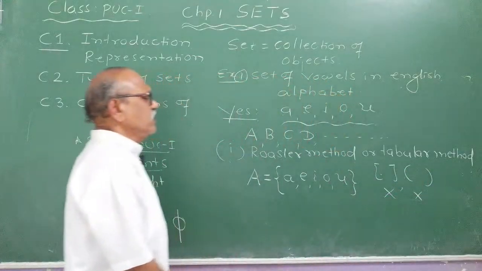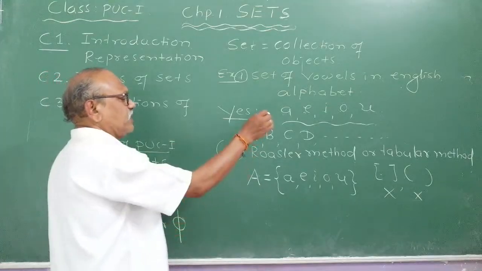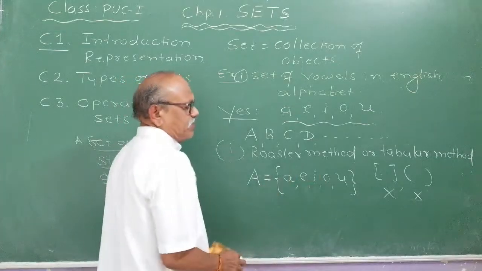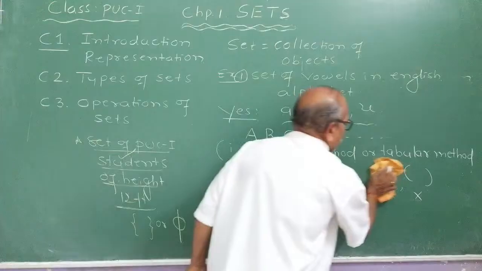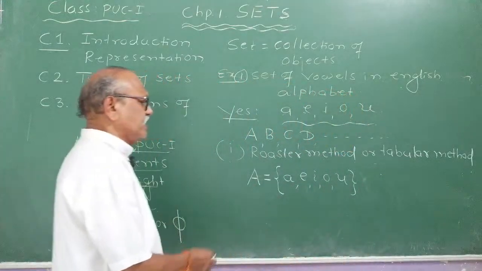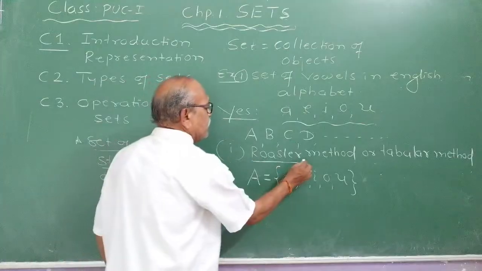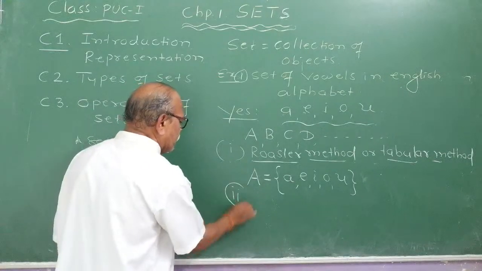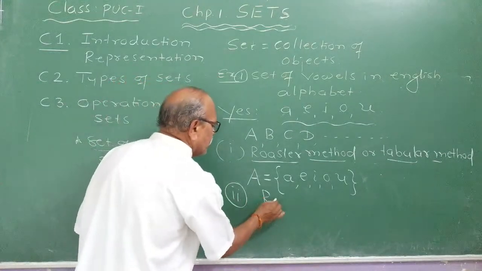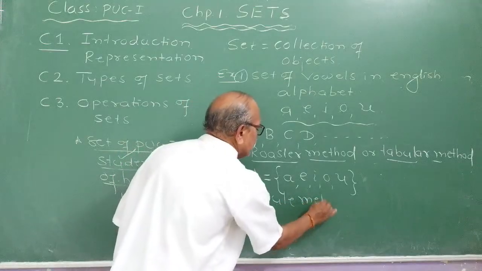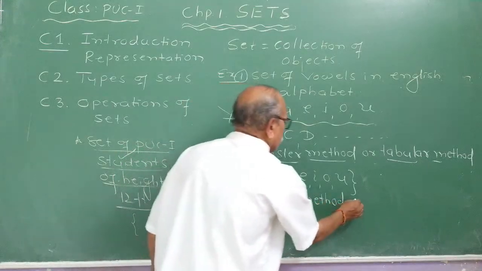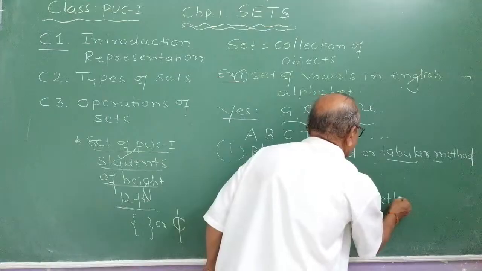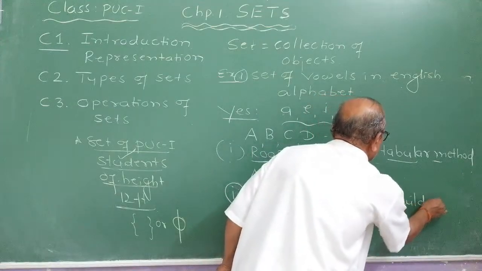Remember, generally, in a tabular method or roster method, the elements of the set are directly written inside the flower bracket separated by commas. You are not supposed to use a square bracket or a common bracket to represent the set. It is called the roster method or tabular method. The same set can be represented in another way. That is called the rule method, or set builder method. We call it the rule method or set builder method.